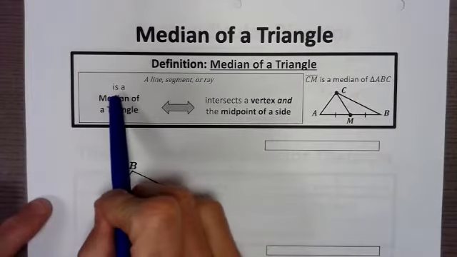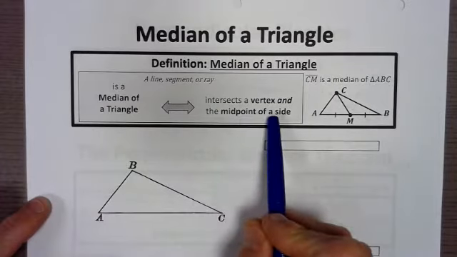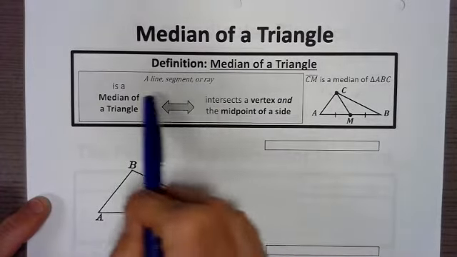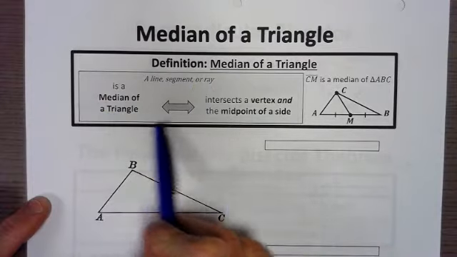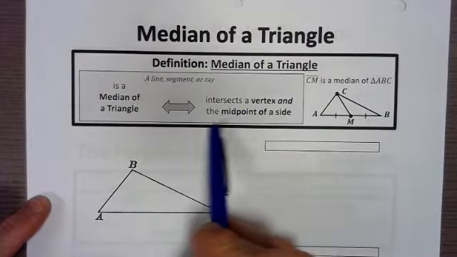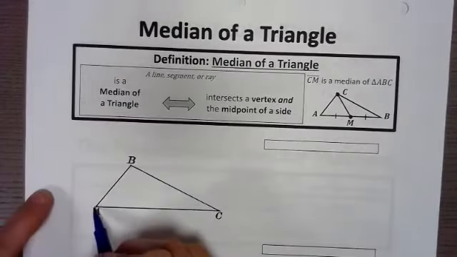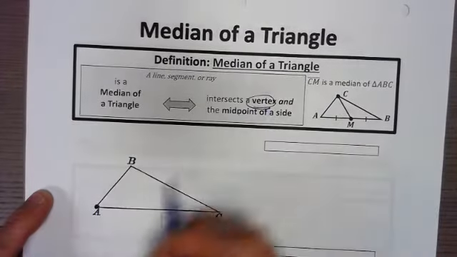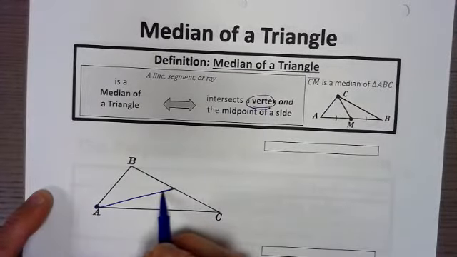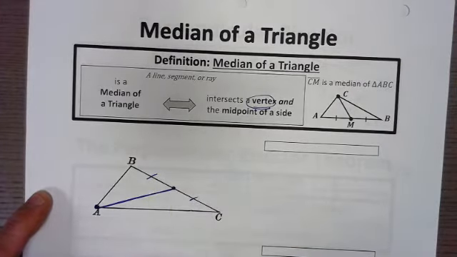So a median of a triangle intersects a vertex and the midpoint of a side. So we've got a line segment or ray being a median if and only if it intersects the vertex and the midpoint of the opposite side. So let's take a look at what that looks like with triangle ABC here. If we go from point A, so that's our vertex right there, and the midpoint of the opposite side, right? So it's going to split this into two equal segments.